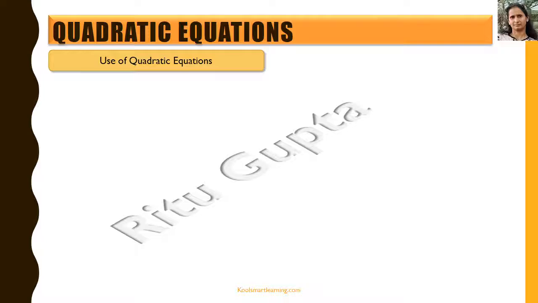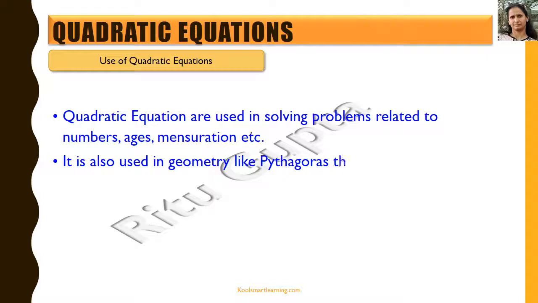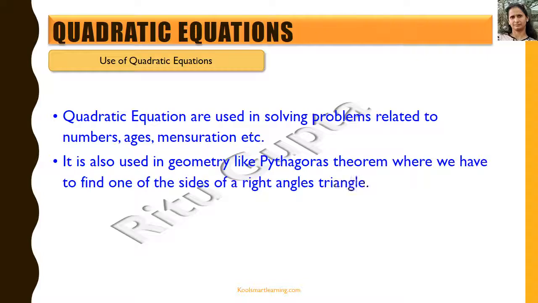Now let's talk about the use of the quadratic equations. So quadratic equations are used in solving problems related to the numbers, ages, mensuration, etc. So we just took an example where we know that the relation between length and breadth is length being 2 more than the width of the garden, and we know its area, so we could calculate the sides of that rectangular garden. So similar kind of problems where numbers, age, etc. are to be found, we can form quadratic equation and then we can solve them.